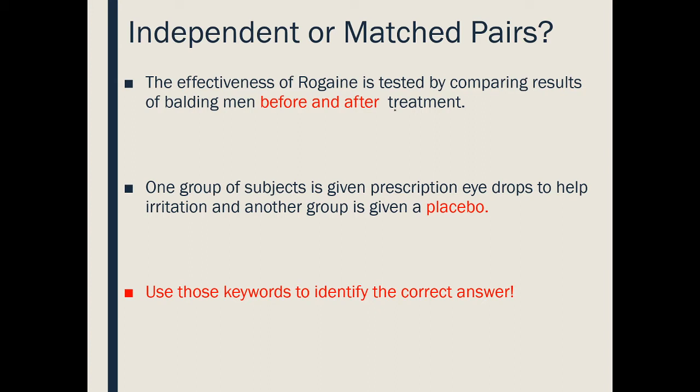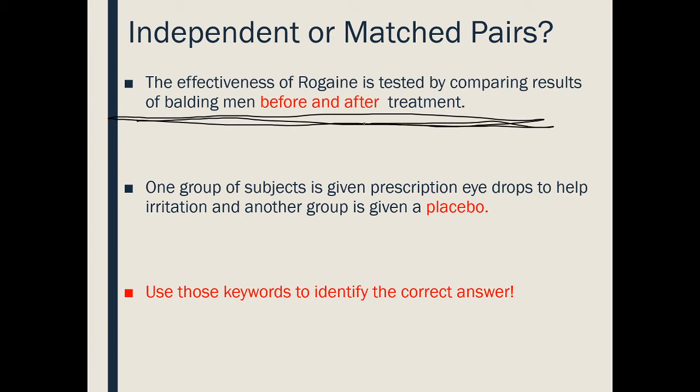The top one here, the Rogaine example: the effectiveness of Rogaine is tested by comparing results of balding men before and after treatment. Actually, sorry, I misspoke. This is an example of matched pairs, because the people in sample 1, who are balding, are the same people in sample 2, which are after the treatment. So before and after is an indication of matched pairs. You're tracking the change in the same group over a period of time after some sort of treatment is applied.